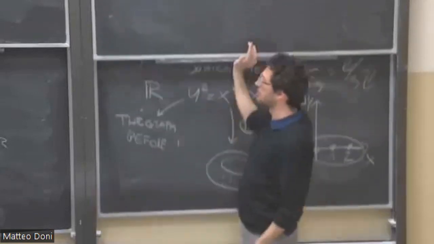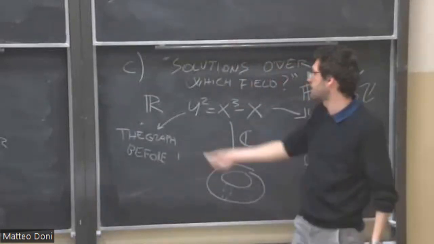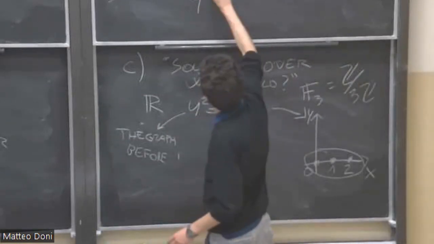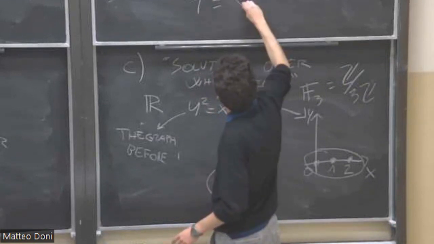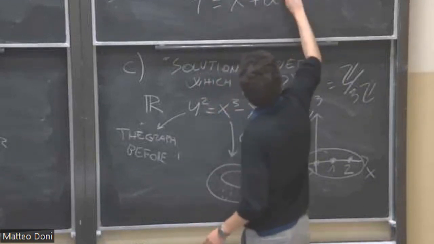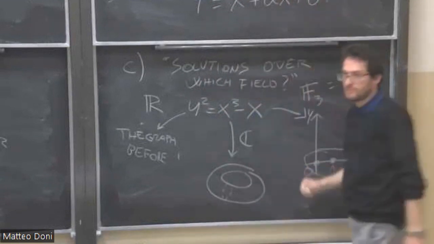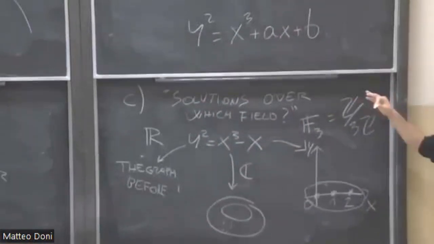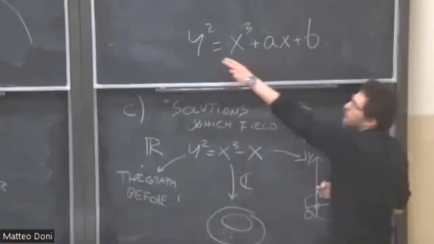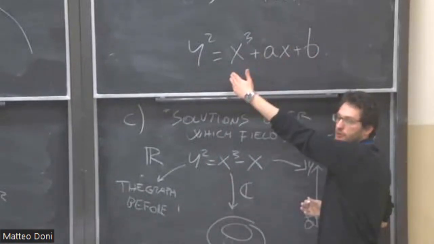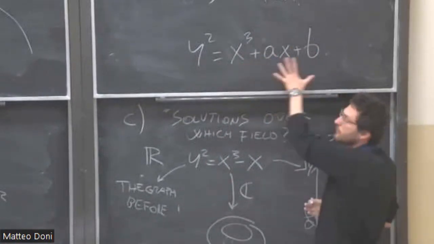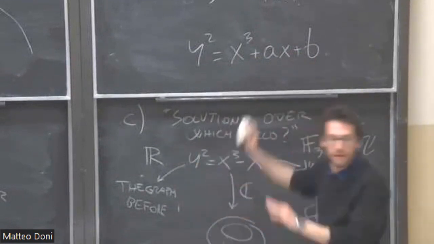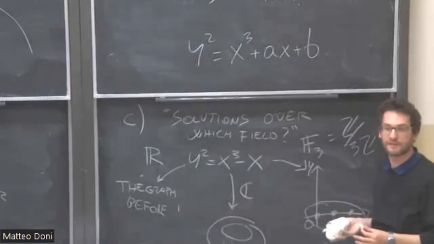Whenever instead you have a field, for example, of characteristic 0, like R or C, then you can always reduce actually to a thing like this. So in general, when I take a field which is not of characteristic 2 or 3, I can always assume that the equation of my elliptic curve is given by a cubic polynomial of this form. Okay, do you have any question about this at the moment?